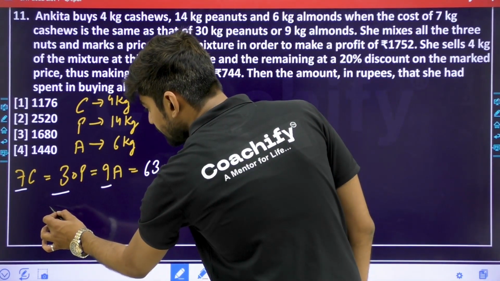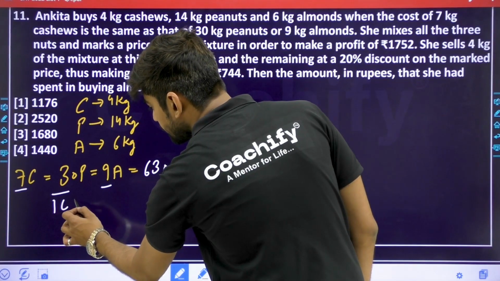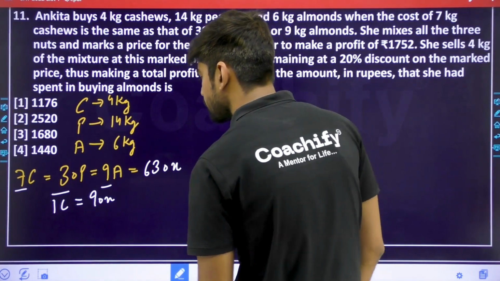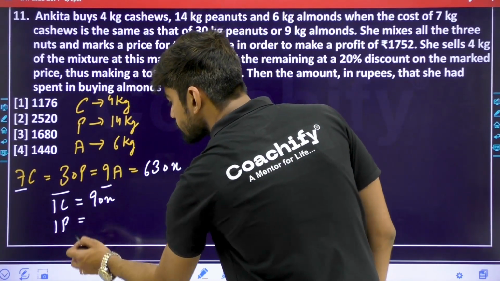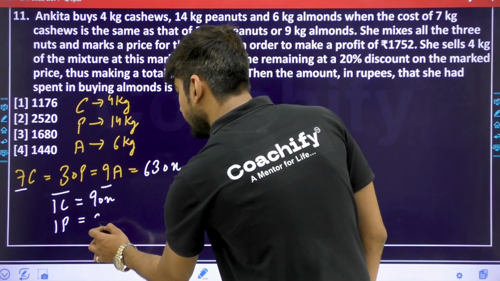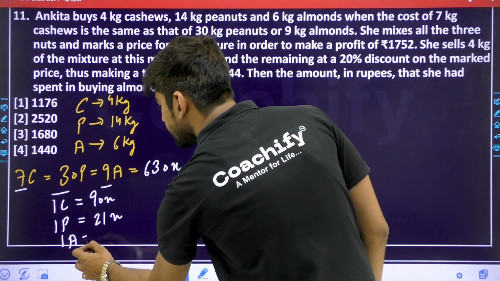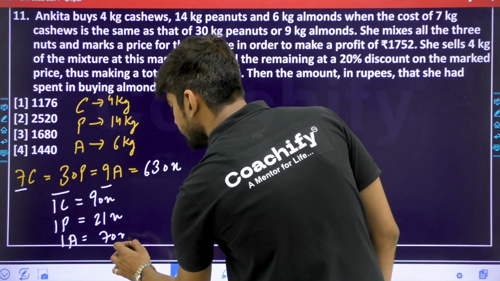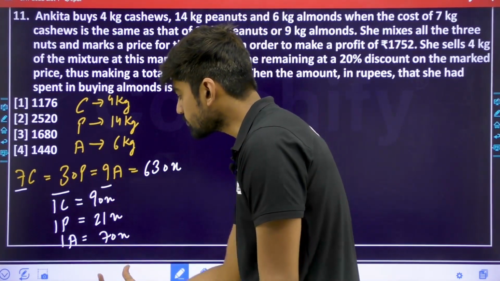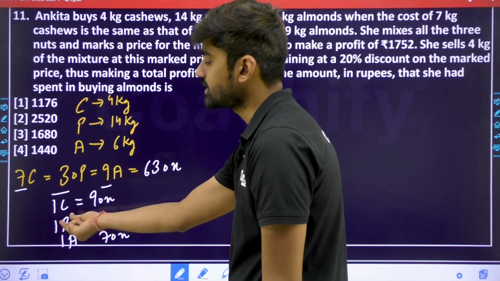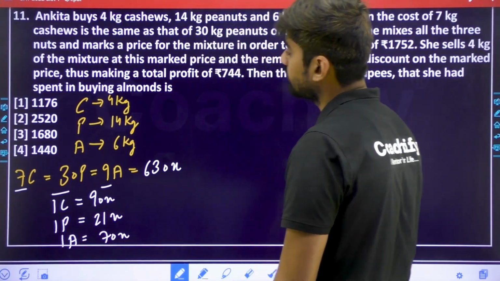From here I can easily say that 1c equals 90x, 1p equals 21x, and 1a equals 70x. So this is the cost price that I am getting here per kg of cashews, per kg of peanuts, and per kg of almonds.